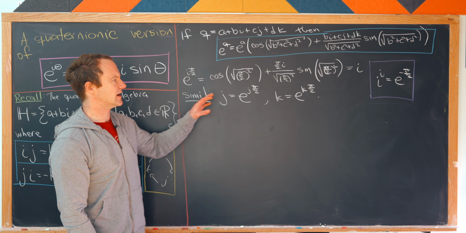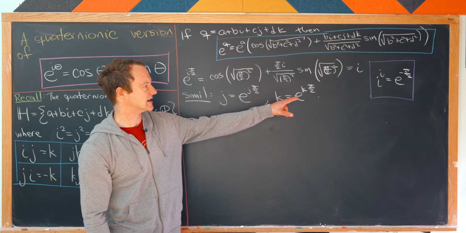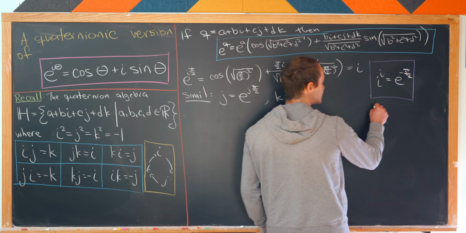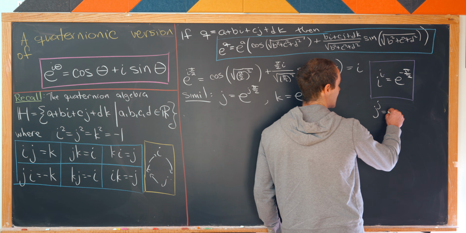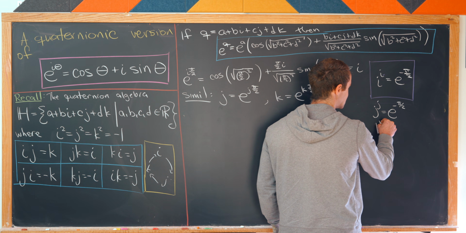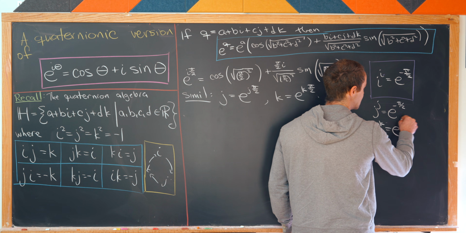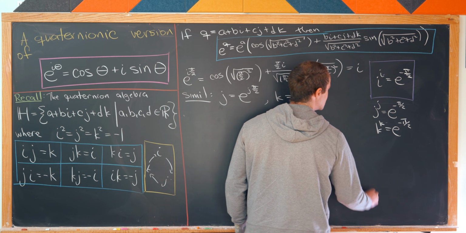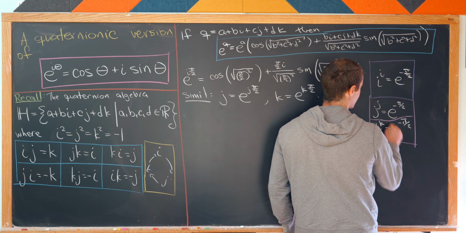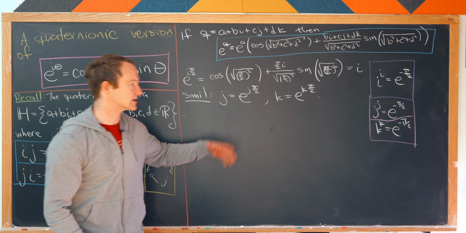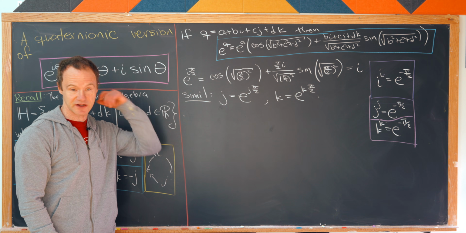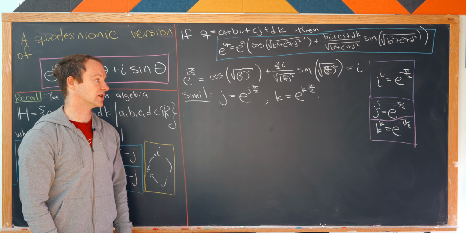Well, notice by essentially the same sort of argument that takes us to i to the i equals e to the minus pi over 2, we also have j to the power j is equal to e to the minus pi over 2, and k to the k is also equal to e to the minus pi over 2. So I think that in itself is interesting. So we've got three cases where imaginary quaternion to imaginary quaternion gives you a real number.